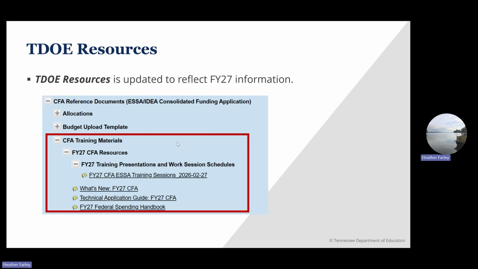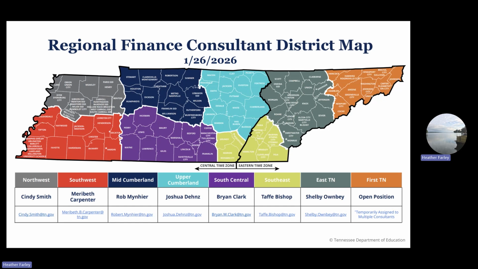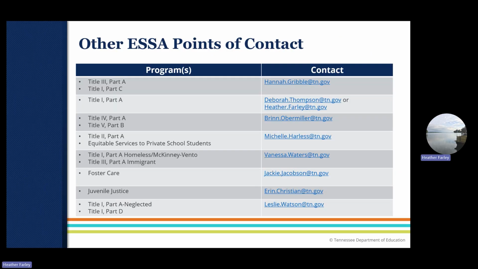And do note, there are more now added to this resource section, but within the CFA reference documents, this is where you'll find all the FY27 CFA materials. And here is your divisional coordinator map on who you need to contact. And if you need to contact your finance consultant, here's a copy of it. And other ESSA points of contact, use this as a little cheat sheet of everything that's been on previous slides, so it's all together in one.